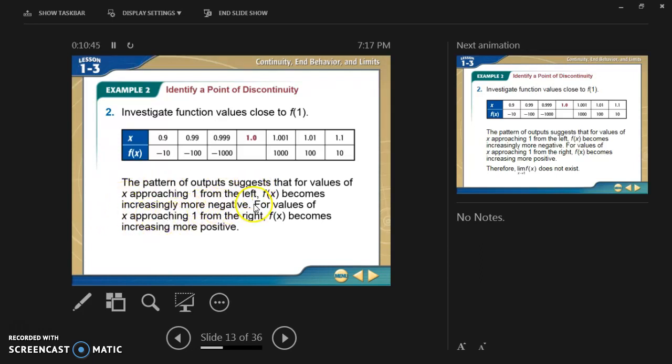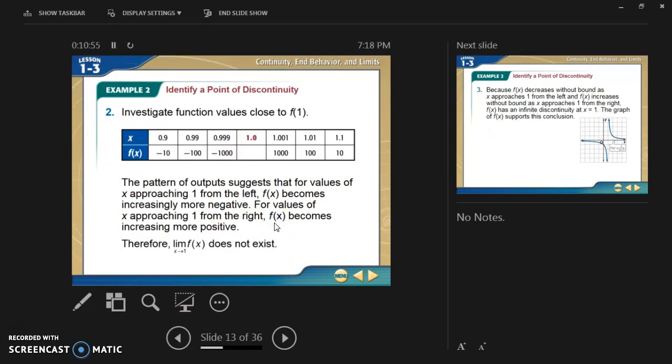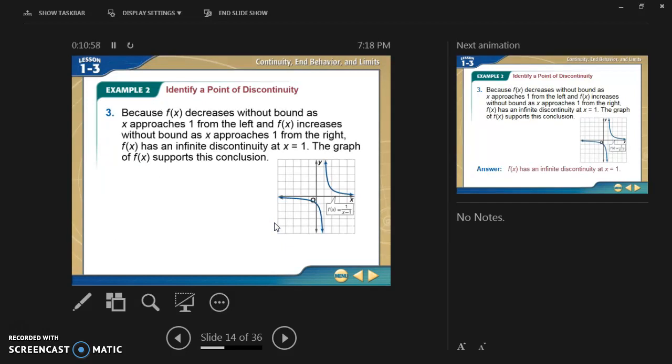Because as it's approaching from the left, it gets more negative. As it's approaching from the right, it gets more positive. So it's going down from the left, it's going up from the right, okay? So therefore the limit does not exist, okay? The third test, because f of x decreases without bound as x approaches from the left and the right, we know that this has an infinite discontinuity at x equals 1, okay? All right.